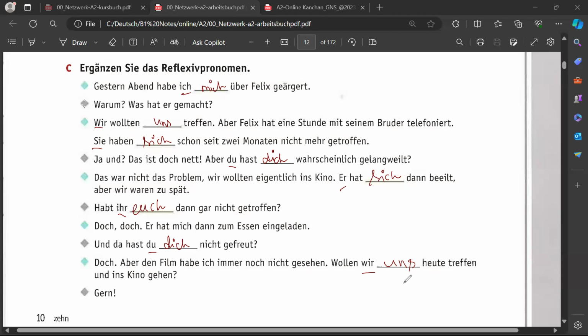Und da hast du dich nicht gefreut? And weren't you happy about that? Doch, aber den Film habe ich immer noch nicht gesehen. Wollen wir uns heute treffen und ins Kino gehen? Of course, but I still haven't seen the film. Let's meet today and go to the cinema. Gladly.